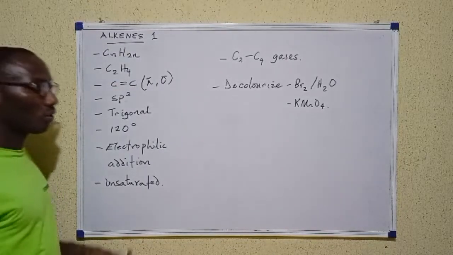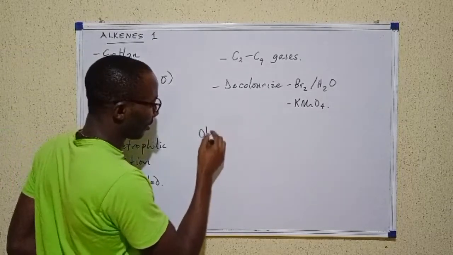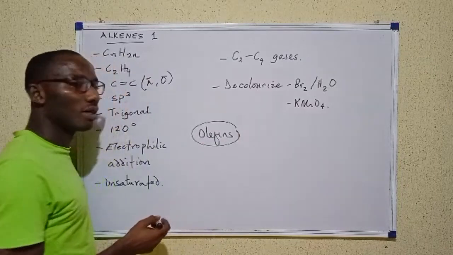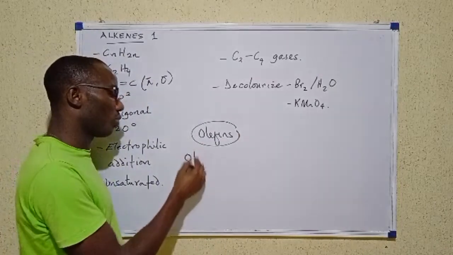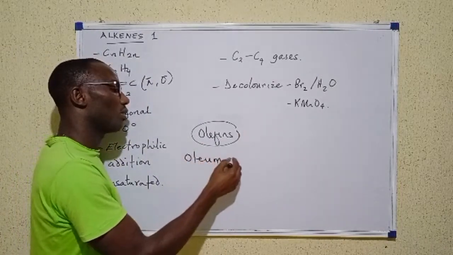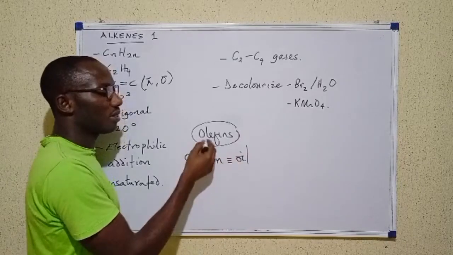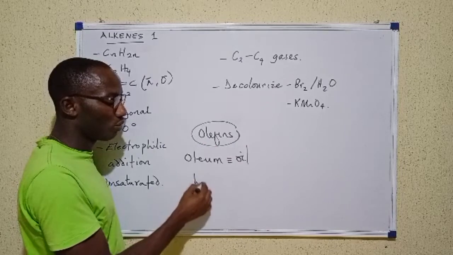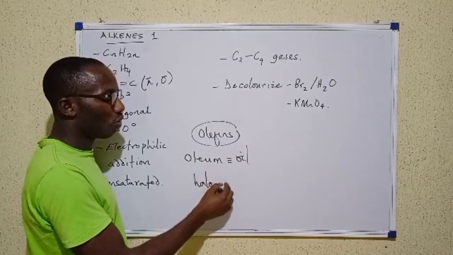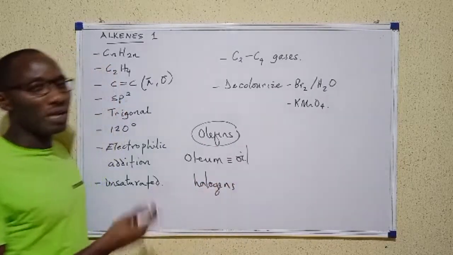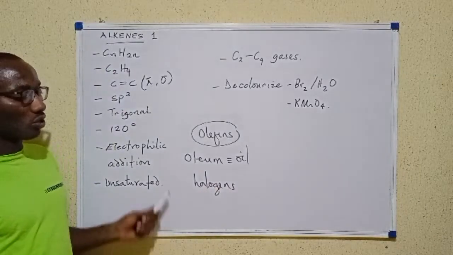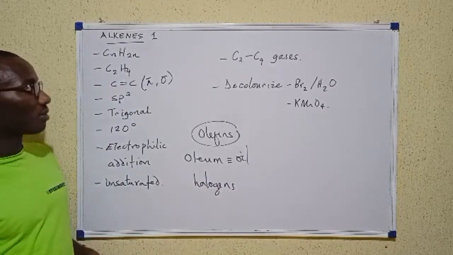Alkenes are otherwise called olefins. And why are they called olefins? They are called olefins, of course, from oleum. We know oleum to mean oil. So that name is given to them on the basis of the fact that when they react with halogens, they form compounds that are oily. They form oily compounds when they react with halogens, and as such, we call them olefins.